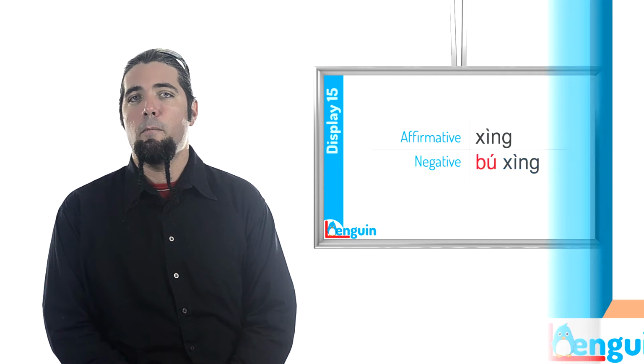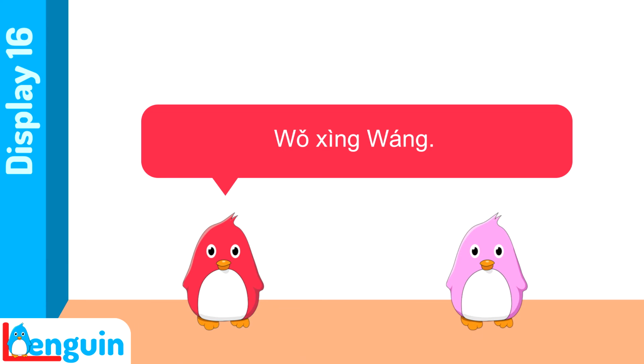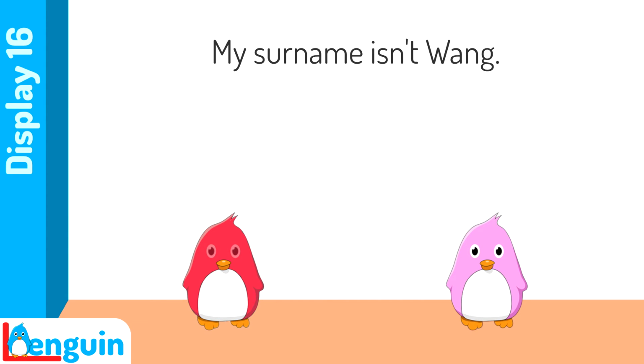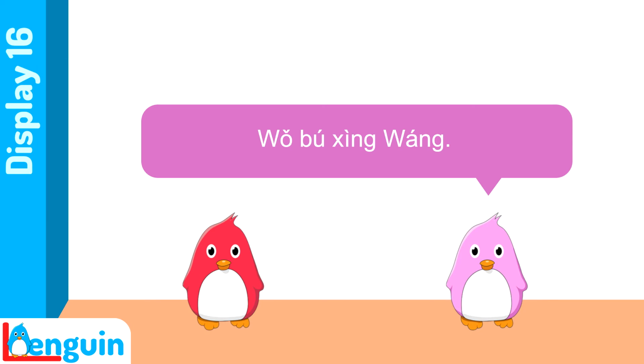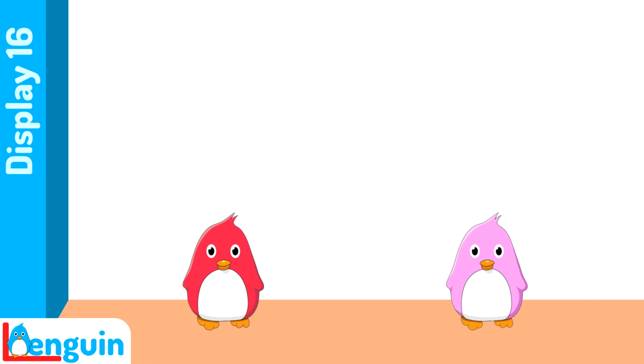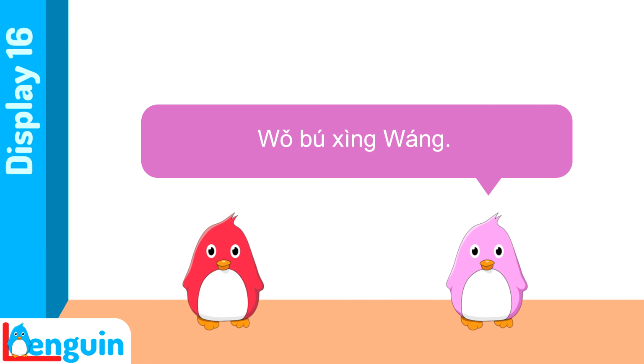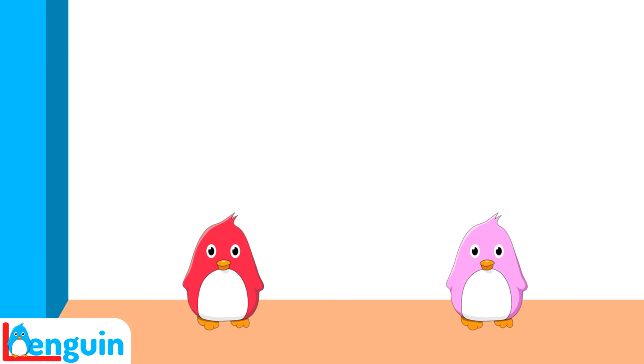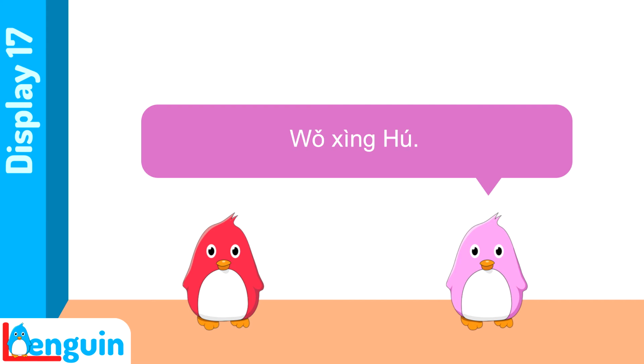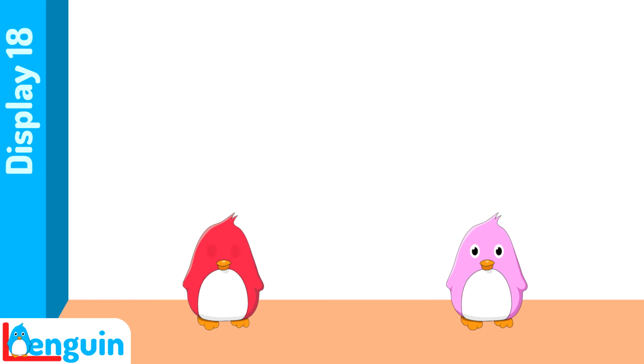Let's compare a statement with 姓 and its negative with 不姓. My surname is Wang. 我姓王。 My surname isn't Wang. 我不姓王。 Here it is live. 我姓王。 我不姓王。 Here's another comparison live. 我姓胡。 我不姓胡。 Now listen to this live exchange.